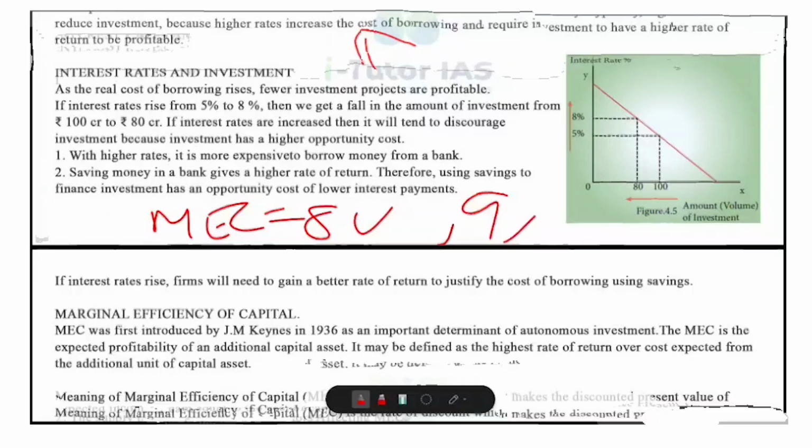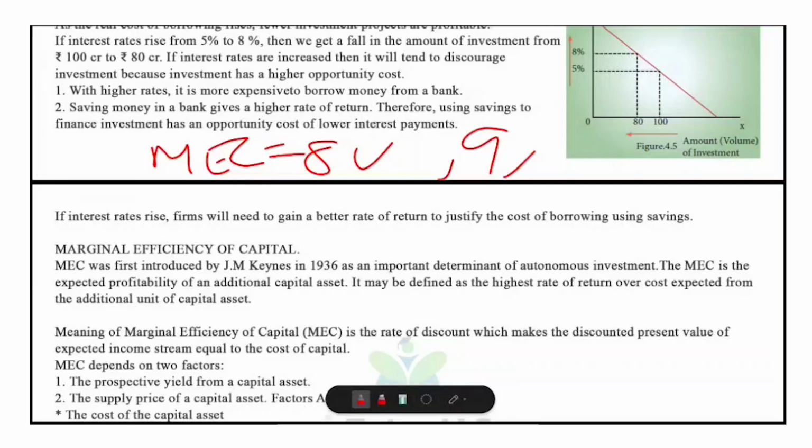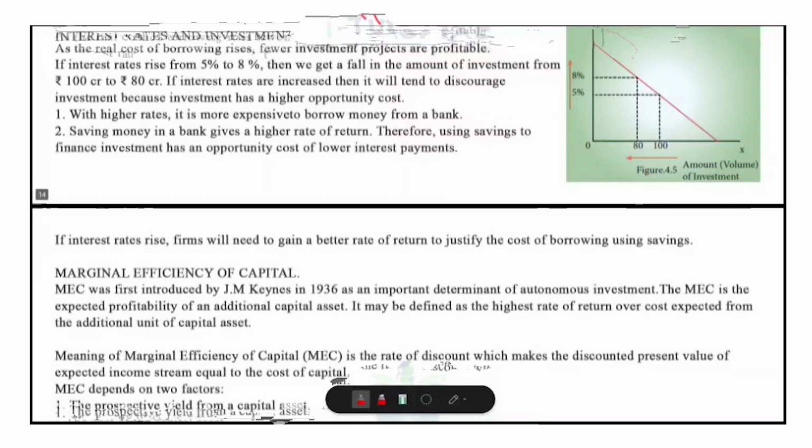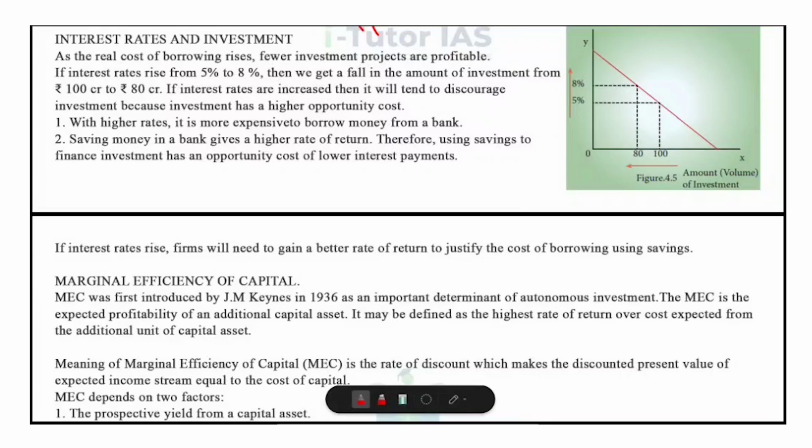Now let's look at another case, that is when the interest rate decreases. When the interest rate decreases, what happens? Borrowing becomes cheaper and even projects with lower returns become profitable. Therefore, investment increases. For example, if the interest rate falls from 8% to 4%, what happens? More projects become viable, and entrepreneurs increase investment spending.